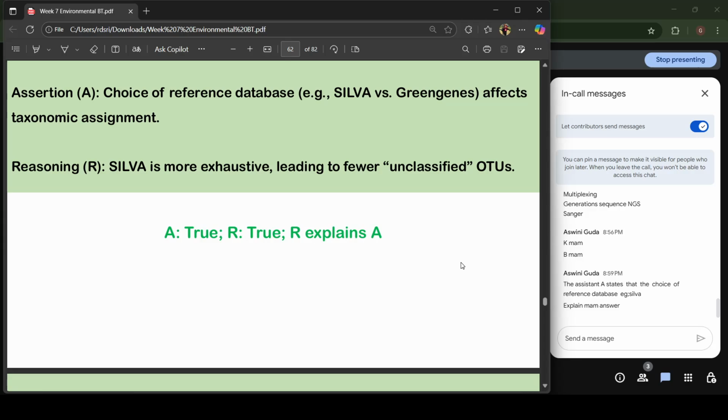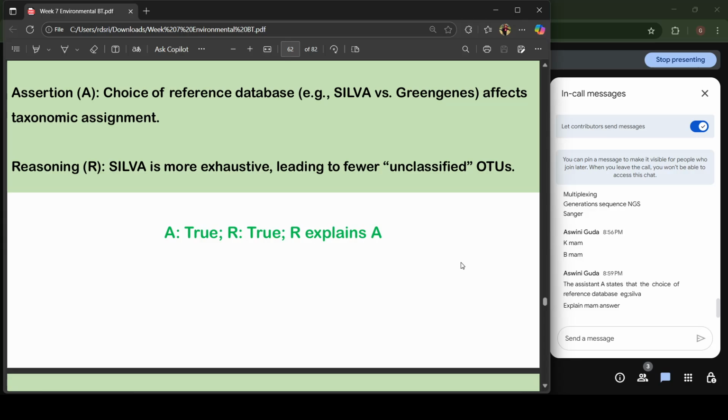So whenever we have some gene sequence in hand, we are just going to go to a database that we already have and try to match it to the existing database and check whether our organism belongs to any other already existing organism, and try to match and find out the organism. So in that case, the choice of the reference database affects the taxonomic assignment. That is true. And some examples of the databases include Silva and Greengenes.